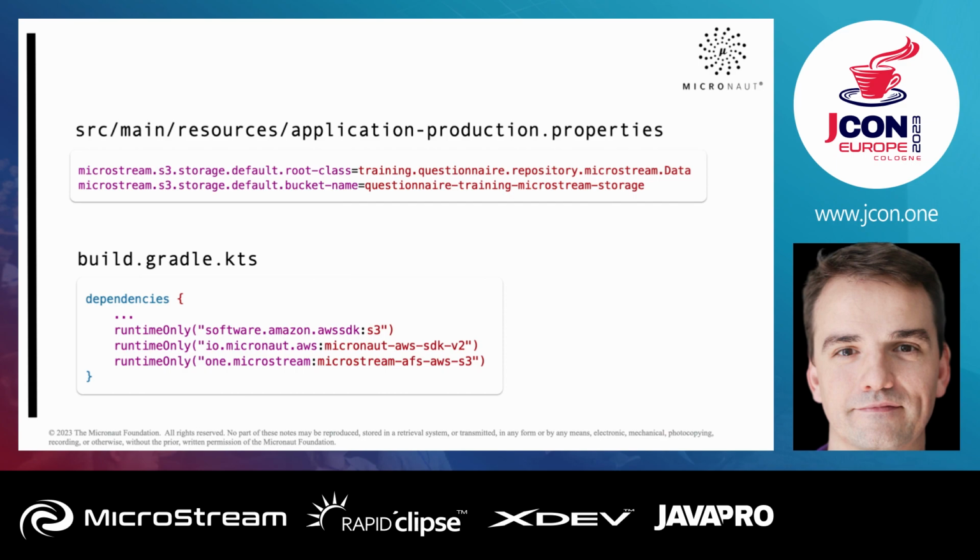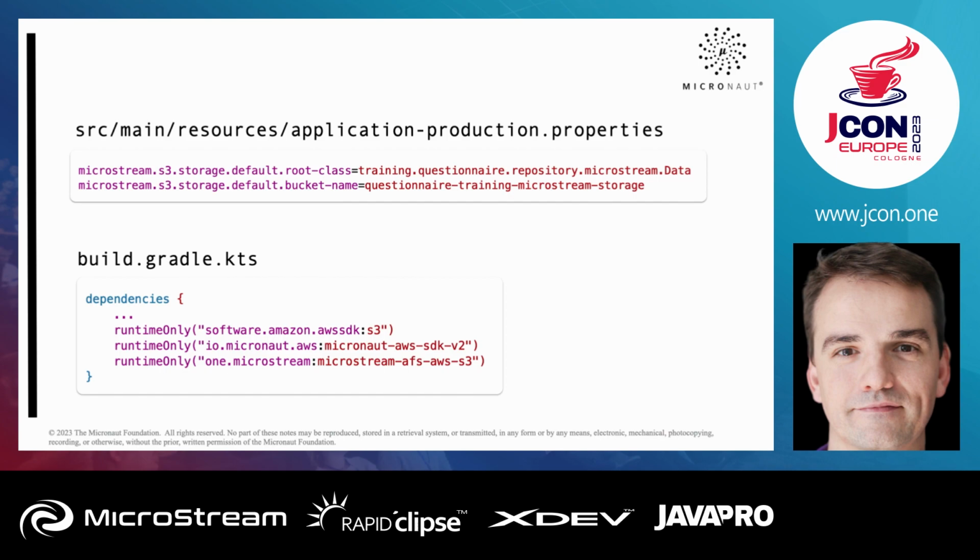The other dependency that you need is the MicroStream AWS S3. I set all these dependencies as runtime only. I am not using them in my code at all. They are only used to persist in production, right?